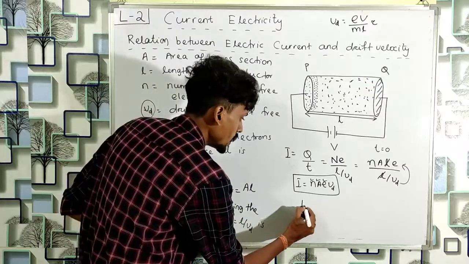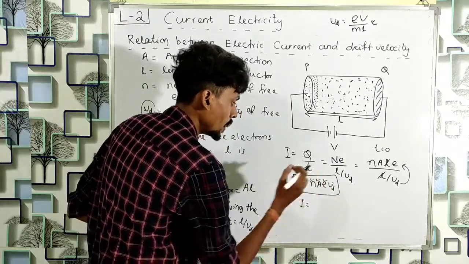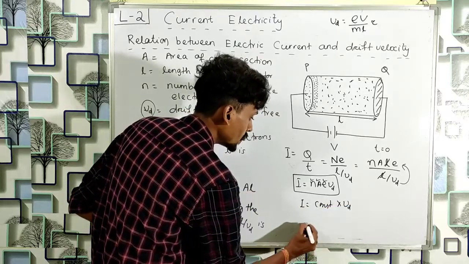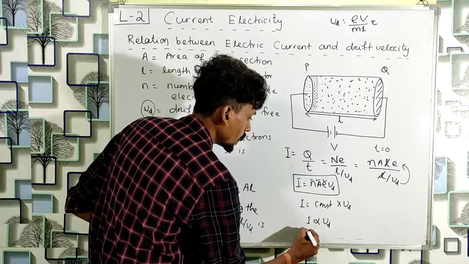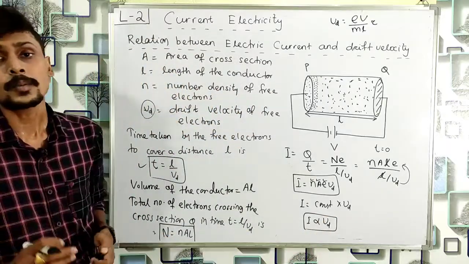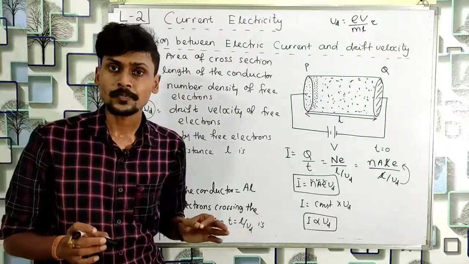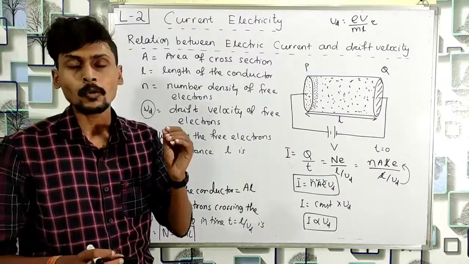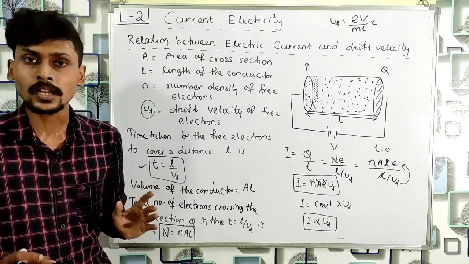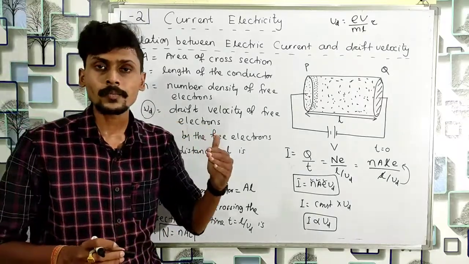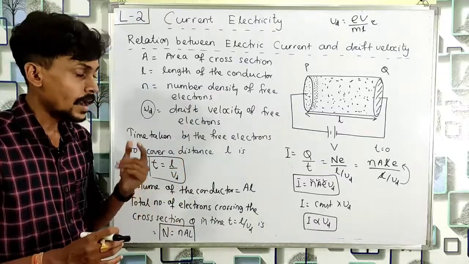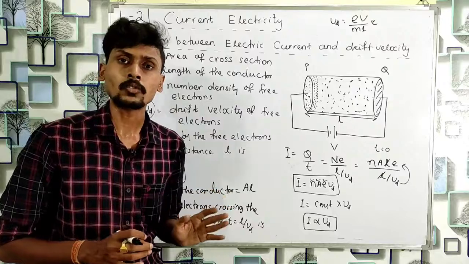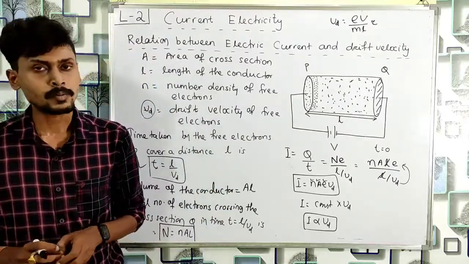So I can say that I is equal to some constant into Vd. It means I is directly proportional to Vd. Electric current is directly proportional to the drift velocity. If Vd increases, I will increase. If Vd decreases, I will decrease. Is that clear? Increase of Vd will increase the value of current, and decrease of Vd will decrease the value of current. So this is the relation between electric current and drift velocity.